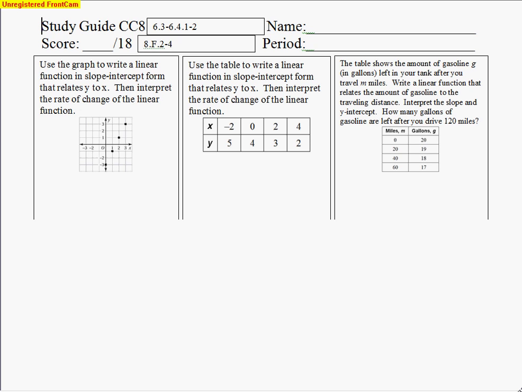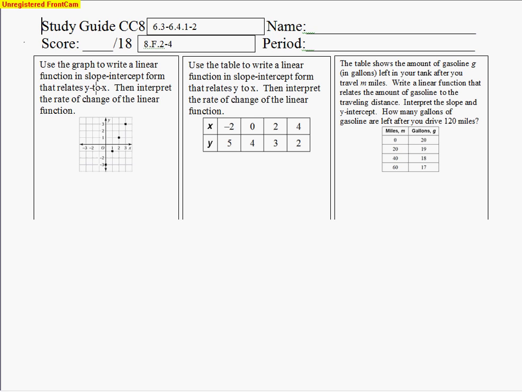These are the solutions for the study guide for Chapter 6, Section 3, and Chapter 6, Section 4, examples 1 and 2. So let's take a look at our first problem here. It says, use the graph to write a linear function in slope-intercept form that relates y to x.